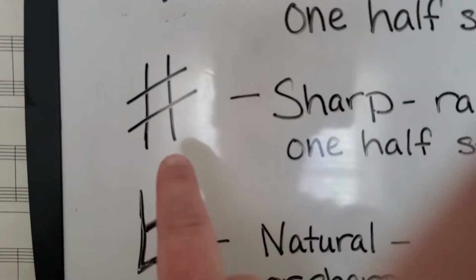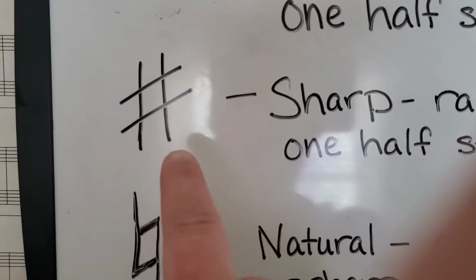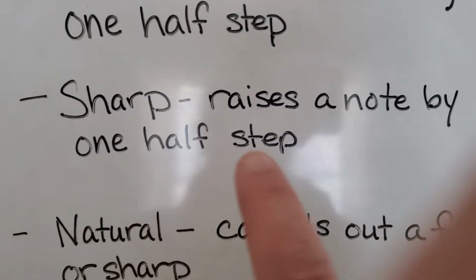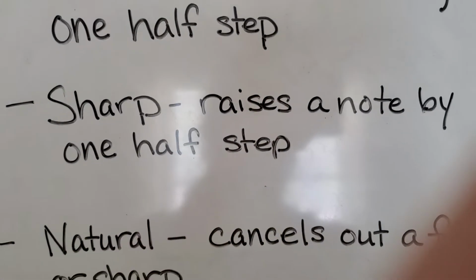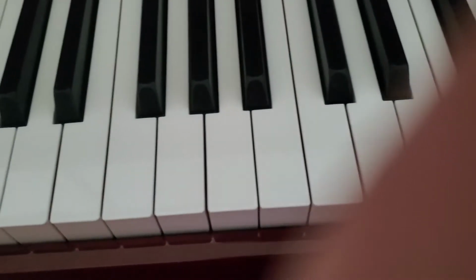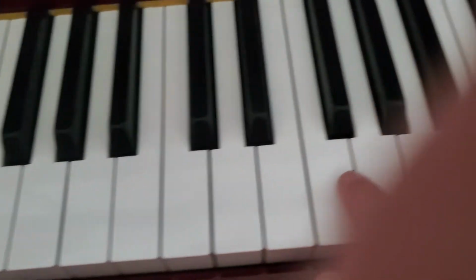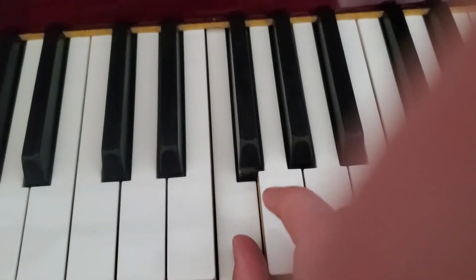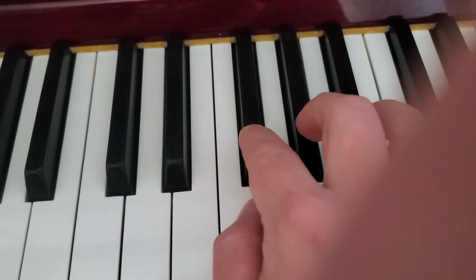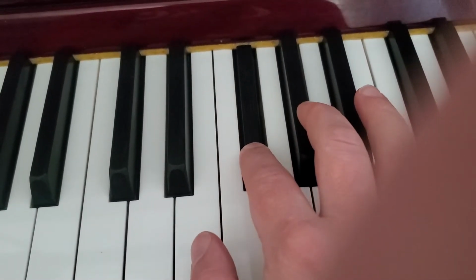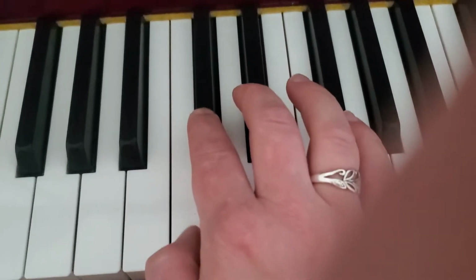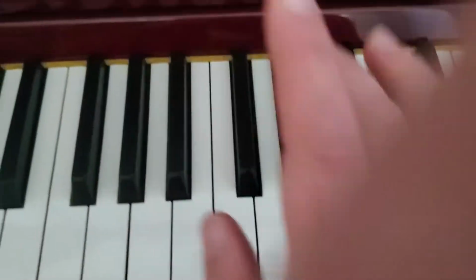This is a sharp. It looks like a hashtag or the pound sign, but in music this is called a sharp, and a sharp raises a note by a half step. So if we go back down to the piano, we're going to hit F. We go up a half step, which is the very next consecutive note. This is F sharp. C, C sharp. So you see how that works?